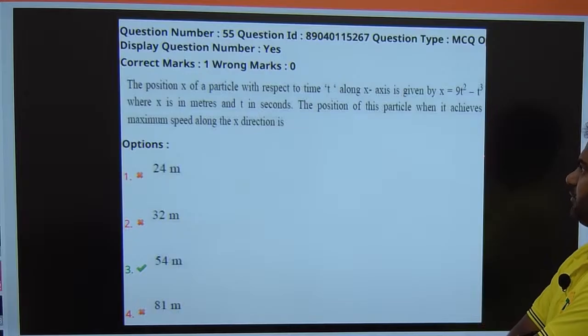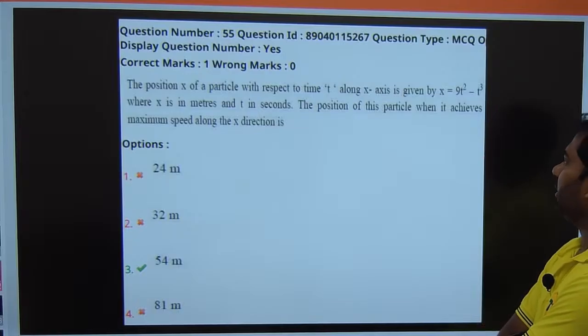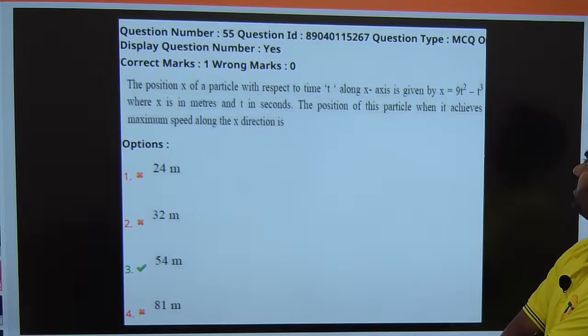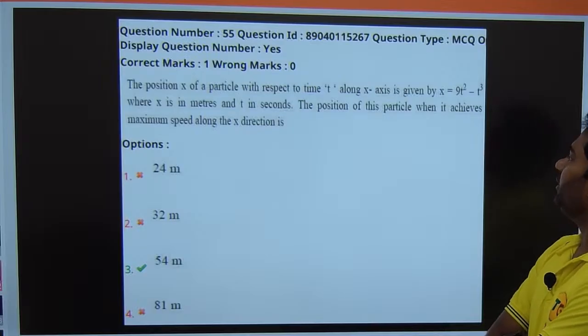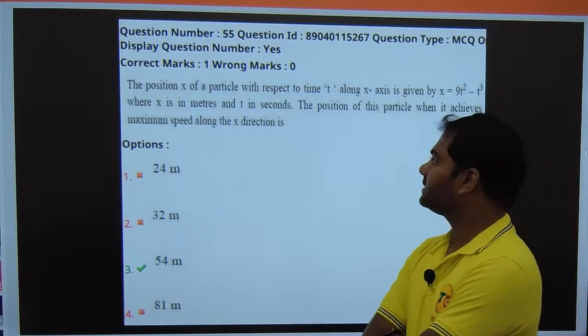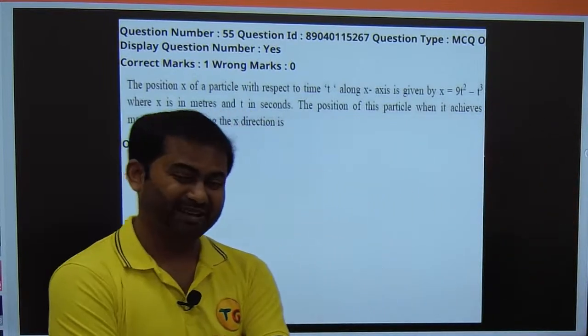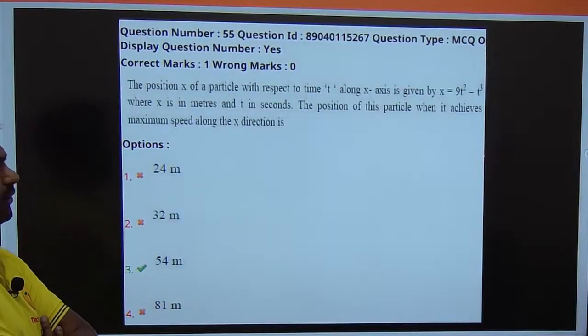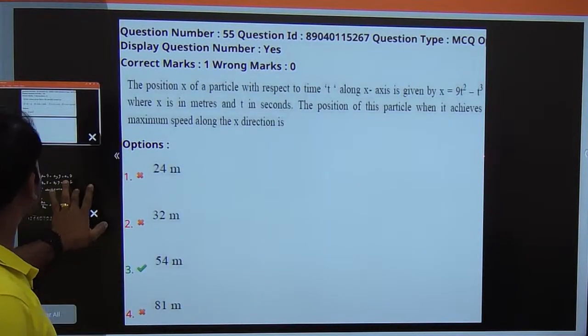So the position x of a particle with respect to time t along x direction, x axis given by x is equal to 9t square minus t cube. We need to get position of the particle when it achieves maximum speed along the x axis. So we need to find out x when speed is highest, అనమాట. Okay, let us take the data given here.